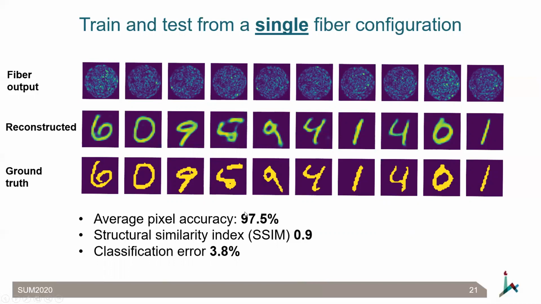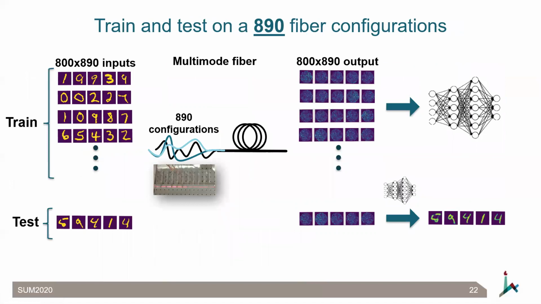the object that we sent. The pixel accuracy is very high, over 97%. And for the classification error, after we reconstructed the digit, we used another network to classify the digits into the 0 to 9 digits and see if it classified them well. So we get very low classification errors, less than 4%. Now, this was all for a single fiber configuration. Next, because we have the piano and we can easily change configurations with it, we trained the network on 890 different configurations. That means 890 different sets of voltages sent to the piezo, and something like 800 images per configuration.